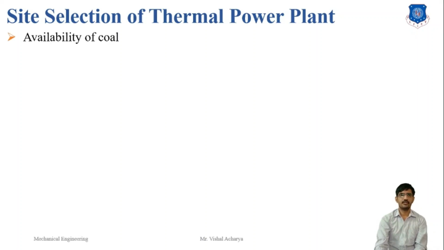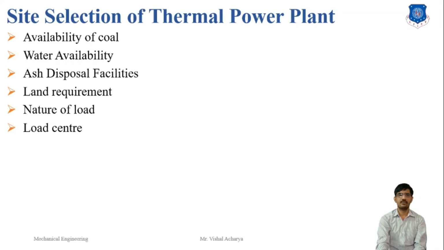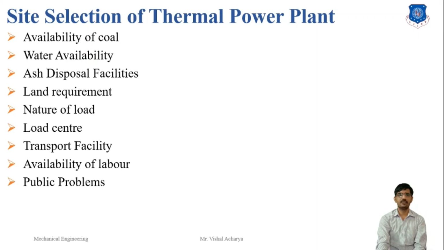Here the first factor is the availability of coal, second is water availability, third is ash disposal facility, fourth is land requirement, fifth is nature of load, sixth is the load center, seventh is the transportation facility, eighth is the availability of labor, ninth is public problem, and tenth is future extension.